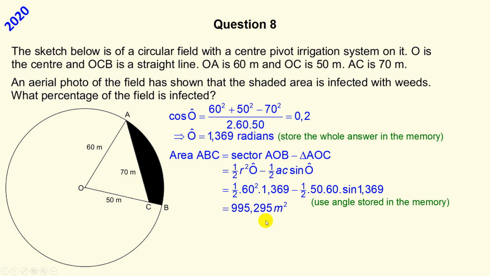And we get 995.295 square meters. Now we haven't finished, because we were asked to find the percentage of the field infected. So I now have to put that over the area of the circle, pi r squared, and multiply by 100 to bring it to a percent. And there we get 8.8%.